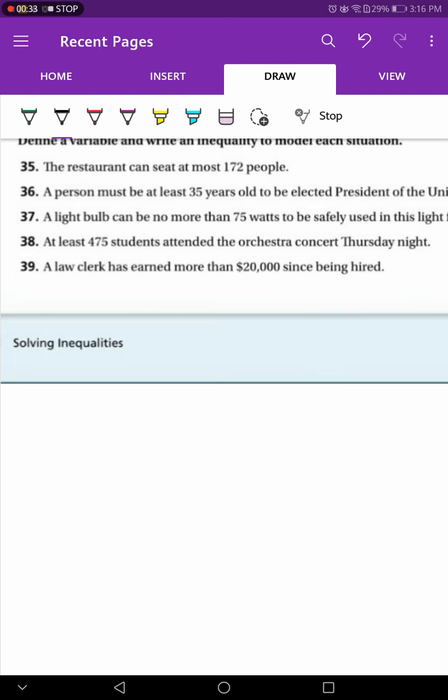Okay, Ryan, thank you. At most, that means, so the restaurant can seat... I will do it like this. Choose a letter and write the number. He said to me at most 172, so the seats must be 172 or less. Or equal. Yes, equal, 172 or less.